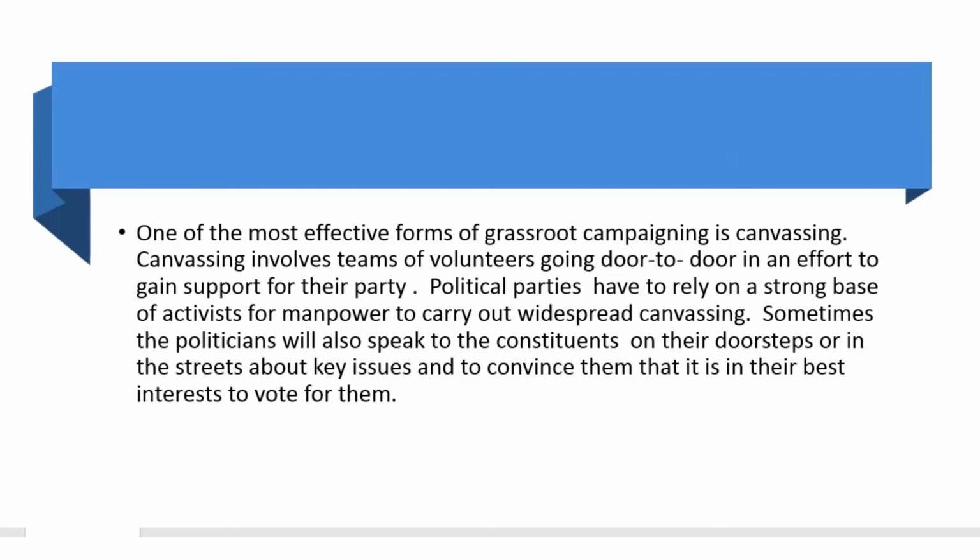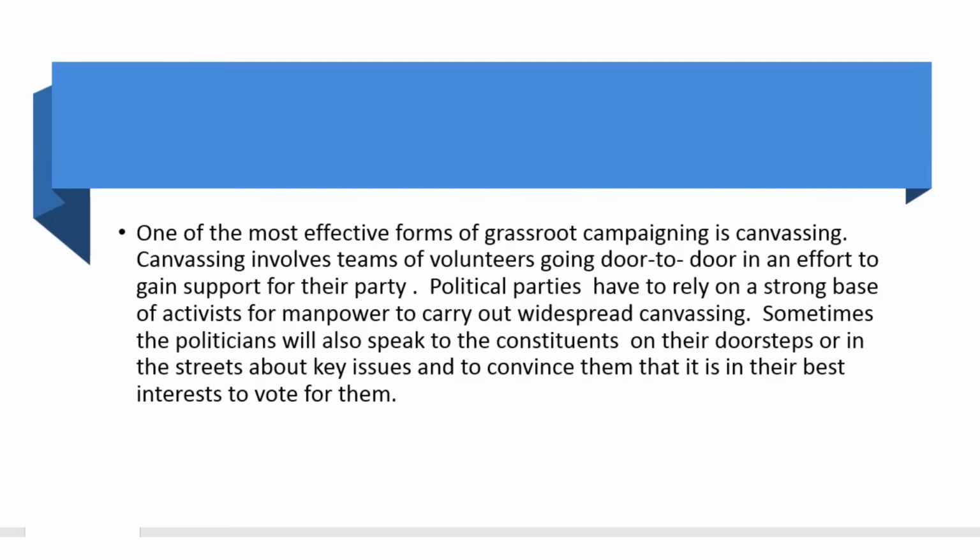One of the most effective forms of grassroots campaigning is canvassing. Canvassing involves teams of volunteers going door to door in an effort to gain support for their party. Political parties have to rely on a strong base of activists for manpower to carry out widespread canvassing. Sometimes the politicians will speak to the constituents on their doorsteps or in the streets about key issues and to convince them that it is in their best interest to vote for them. Now this example here I think would get 2 marks.